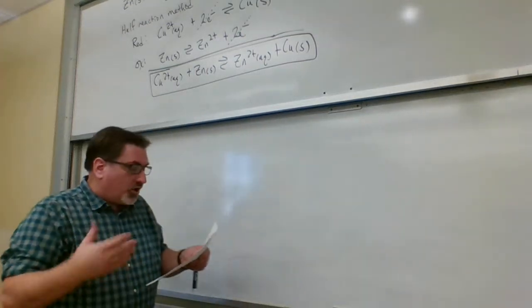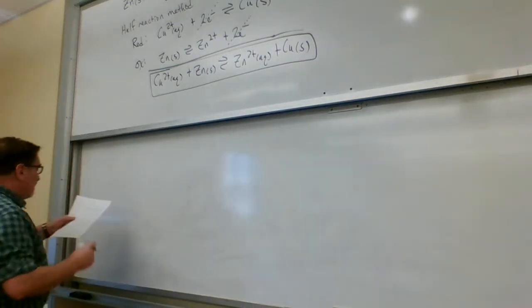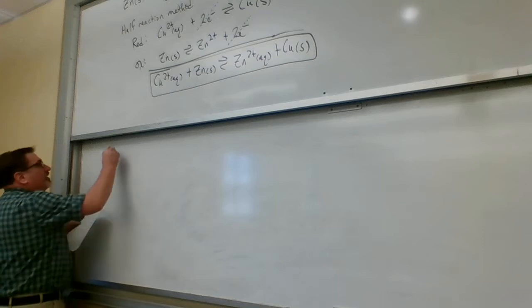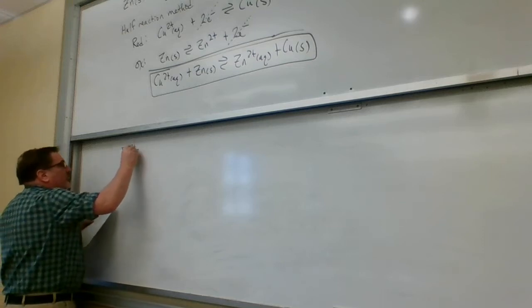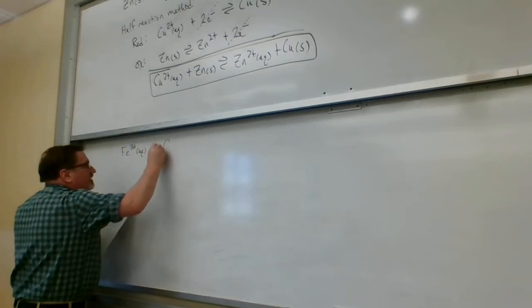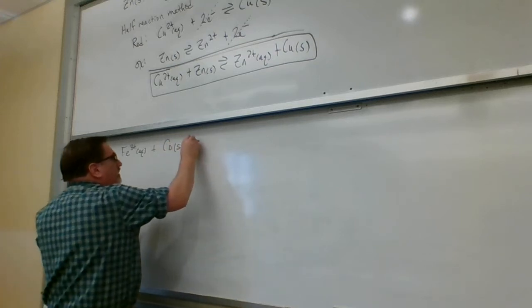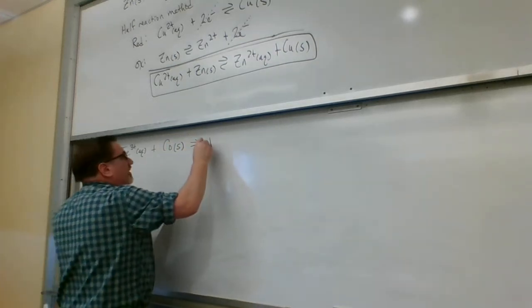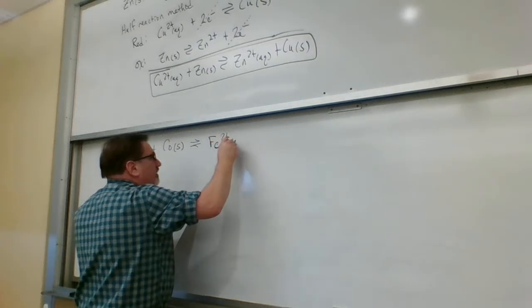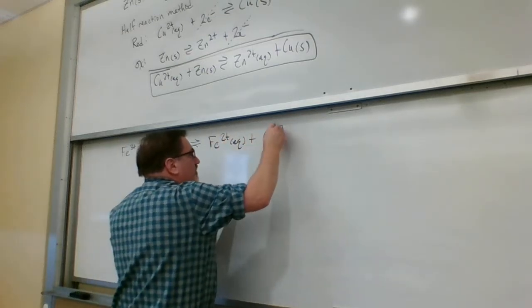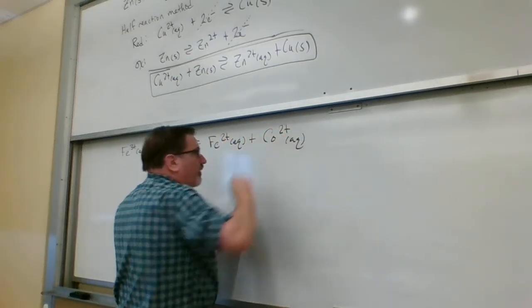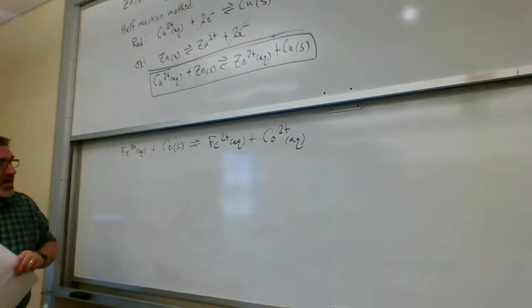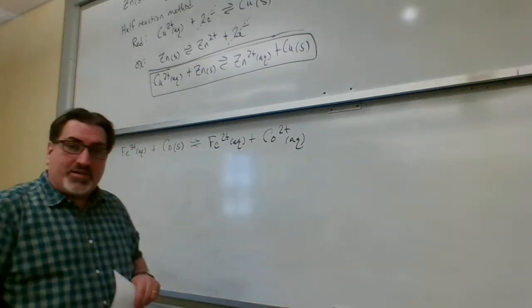So we've got our cobalt and iron reaction that we saw earlier on. We're going to balance that one. It was Fe3+ aqueous plus Co as a solid in equilibrium with Fe2+ plus Co2+. Both of those are aqueous. So our job is to balance this using the half reaction method.